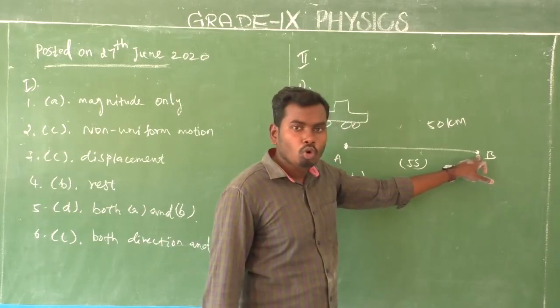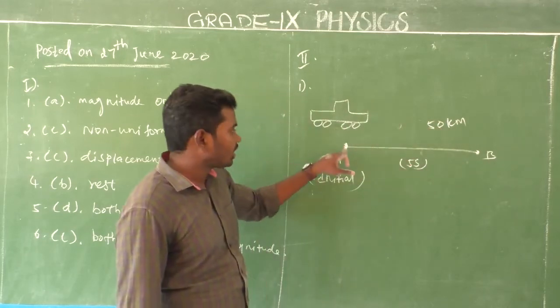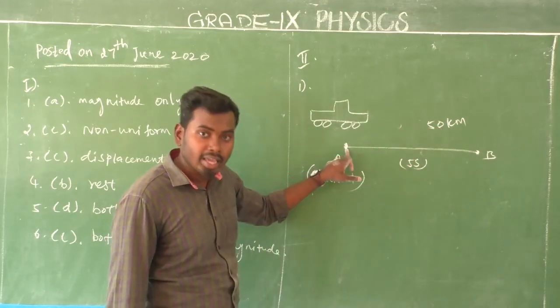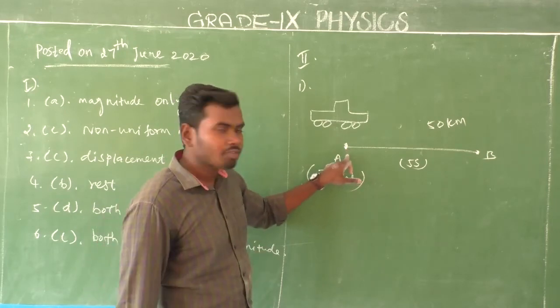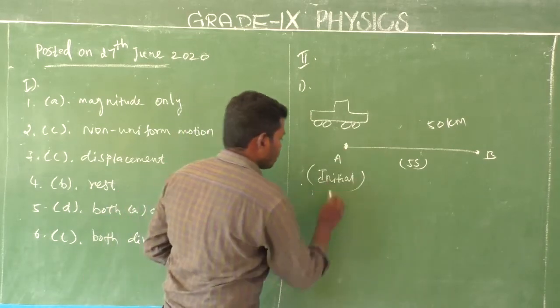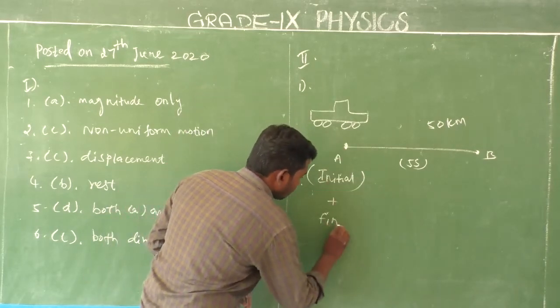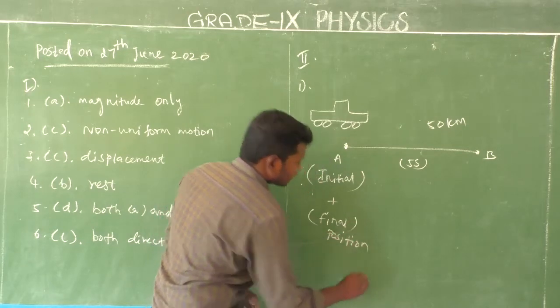Again, the car moves back along the same path of 50 kilometers. Then the car comes to point A again. So which is the final position? Again, A is the final position. I mean, A is considered as the final position. Am I right? That is considered as the final position.